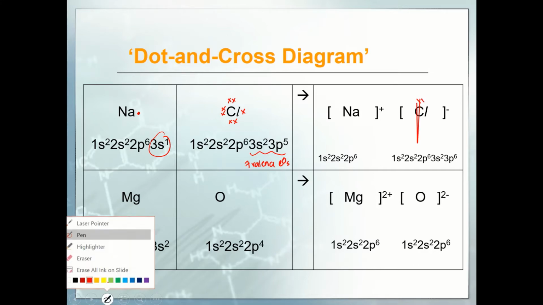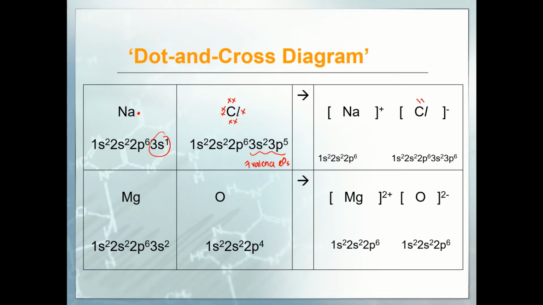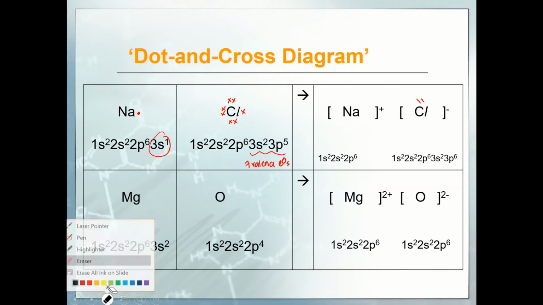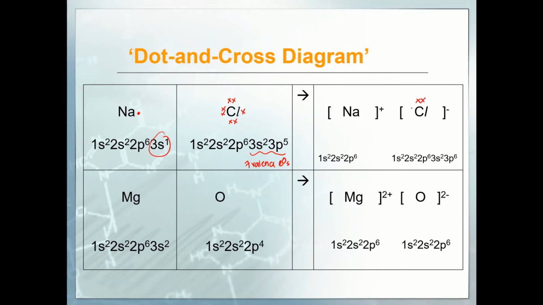The chlorine atom initially has 7 valence electrons. It has gained 1 electron from sodium, forming the chloride ion. So now there are 8 valence electrons in the chloride ion. You see that in a dot and cross diagram, we represent only the valence electrons.